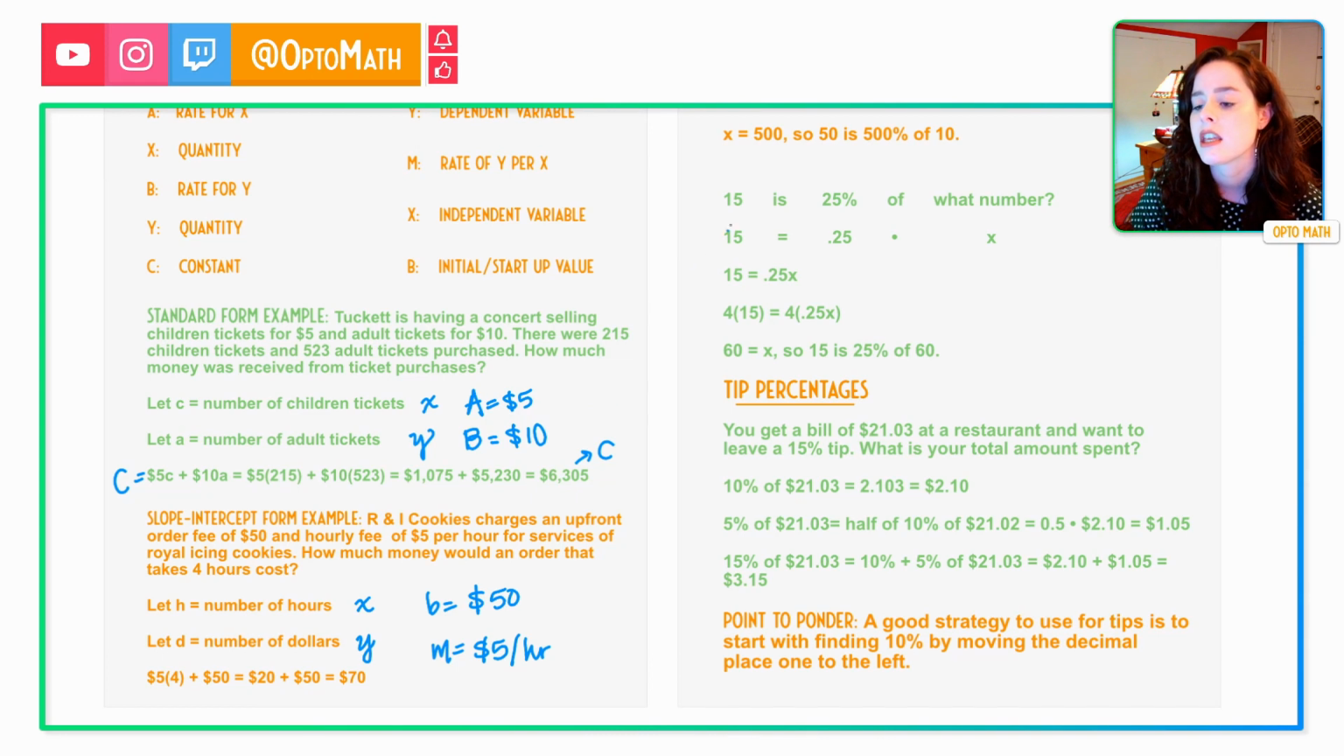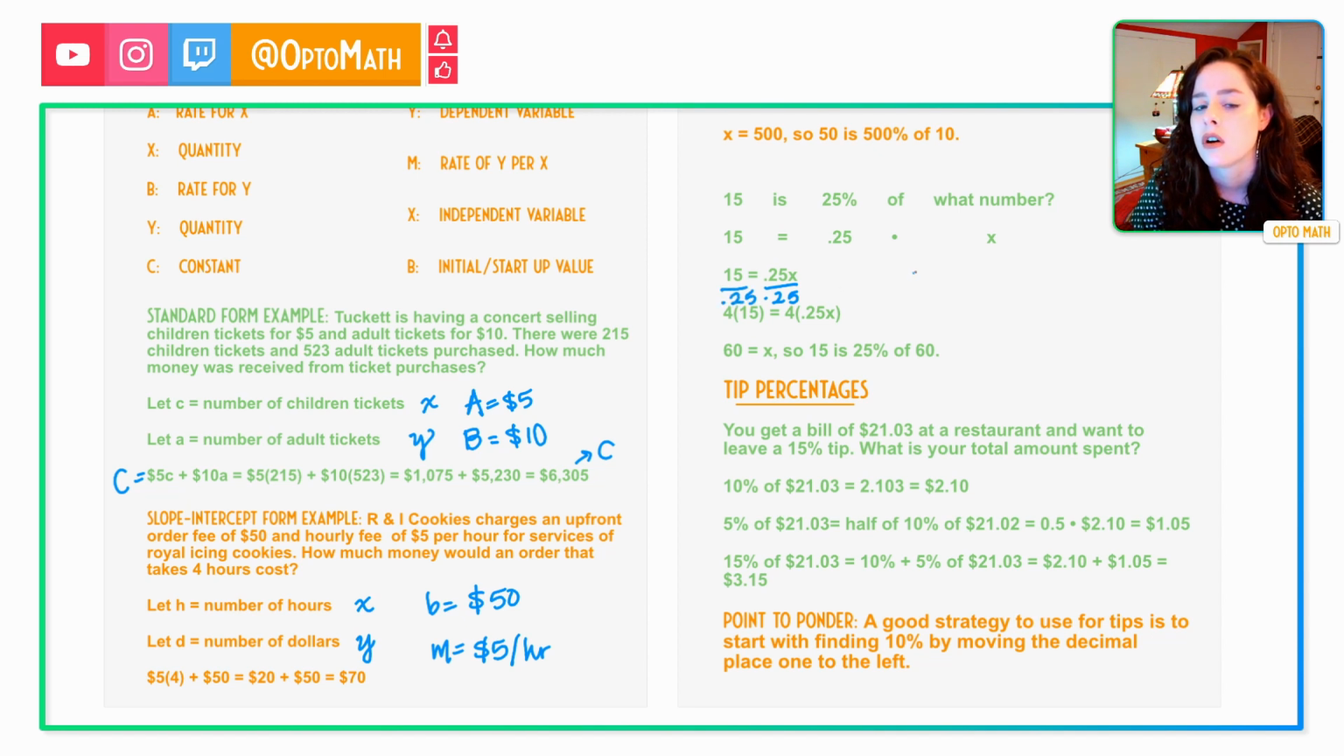Our next one says 15 is 25% of what number? 15 is like an equal sign. 25% can be rewritten as 25 hundredths, as a decimal, 0.25. Of is multiply, and what number is our variable X? You can use whatever kind of letter you want, but typically we use X, right? So that rewrites as 15 equals 25 hundredths X, 0.25 times X. So if you want to solve this, you can divide both sides by 0.25.